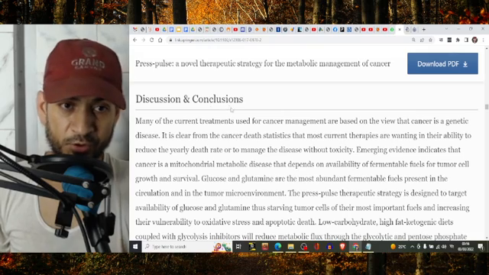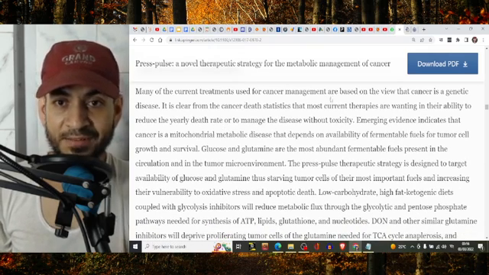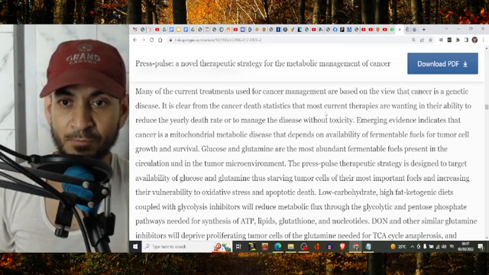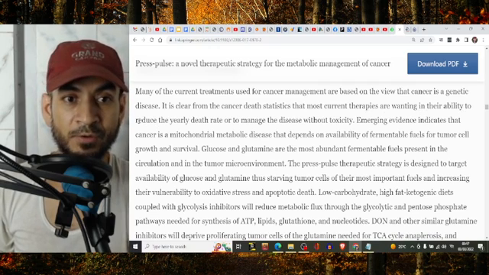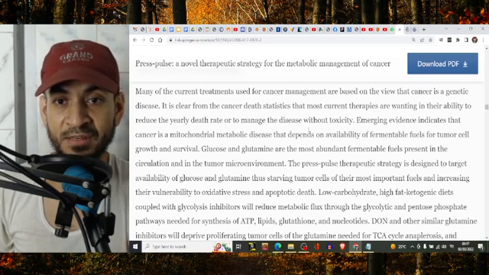Discussions and conclusions. Many of the current treatments used for cancer management are based on the view that cancer is a genetic disease. It is clear from the cancer death statistics that most current therapies are wanting in their ability to reduce the yearly death rate or to manage the disease without toxicity.